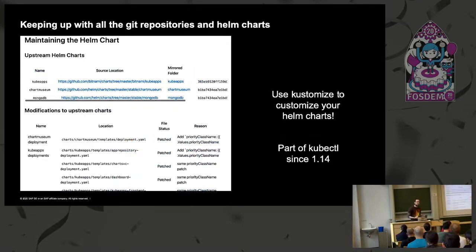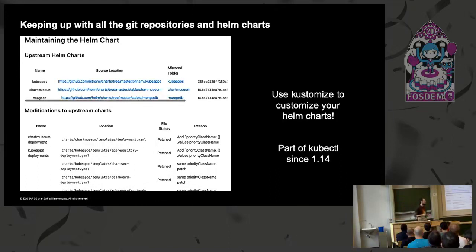Now we have a lot of Helm charts. We have Helm charts for Jenkins. We use upstream Helm charts. We have literally documentation on where these upstream Helm charts are coming from. And you have to maintain it, so you have to pull it down and you have to change something.